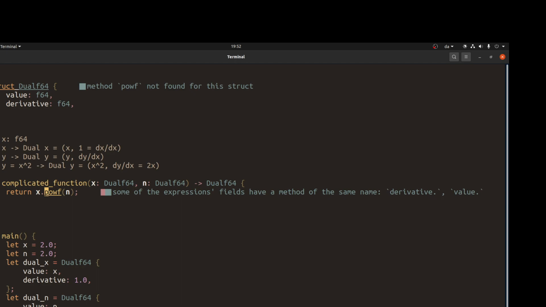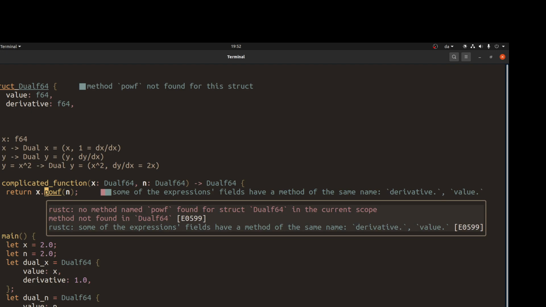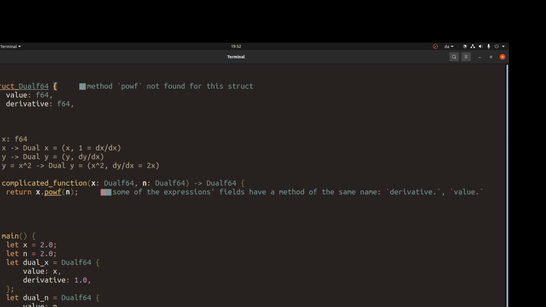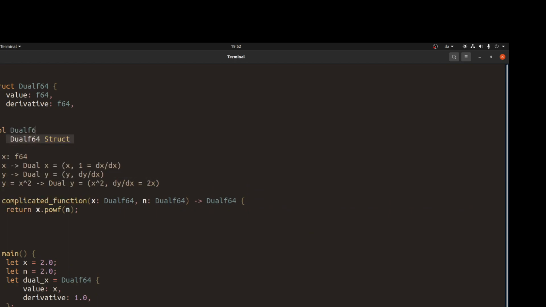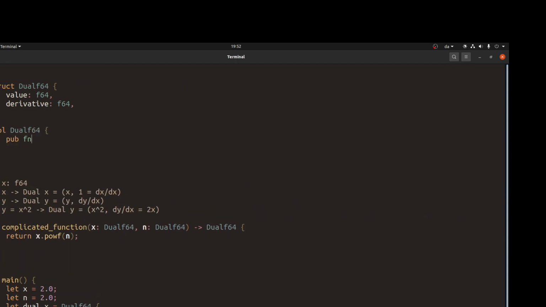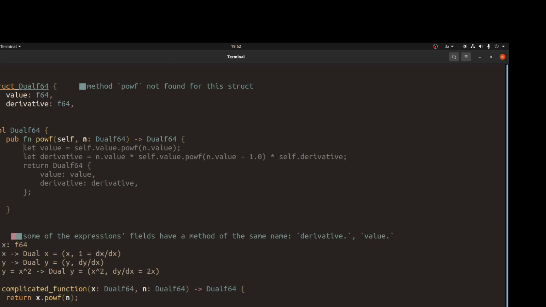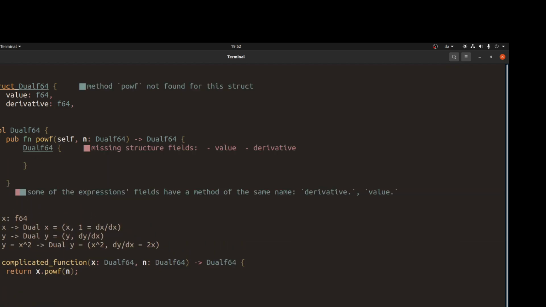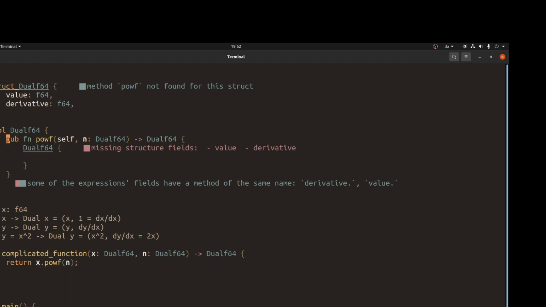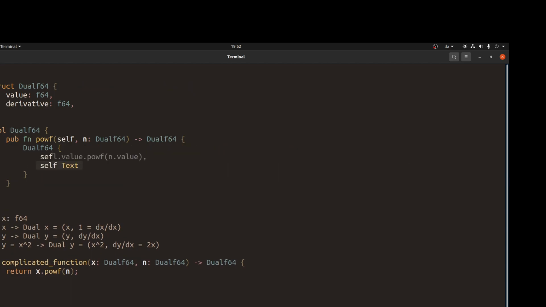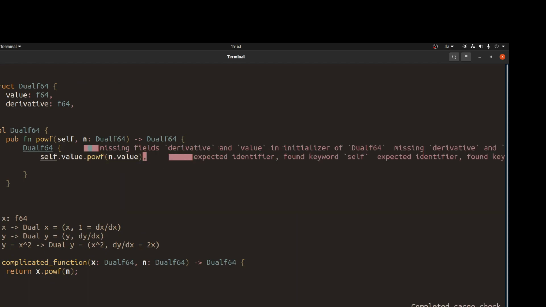Some of the expression fields have a method of the same name, so I wonder if you can just... Well, anyway. So what we need to do is implement this function, power of f. So let's see how it works. Okay, so the value doesn't change from regular numbers. So the value is self value power f with respect to n value. But now we have to combine the derivatives.